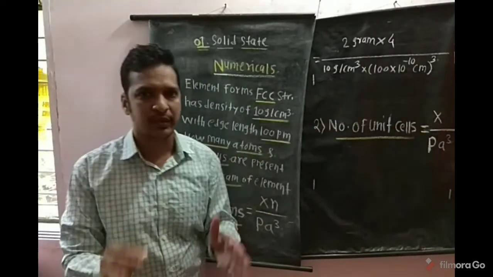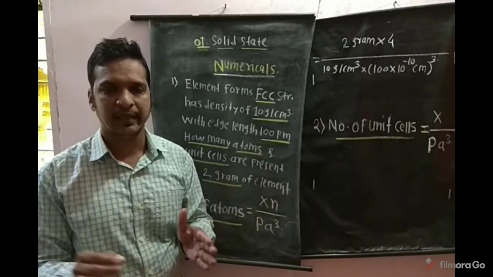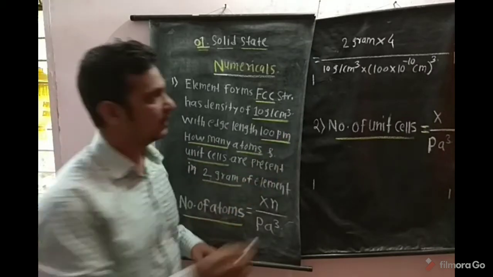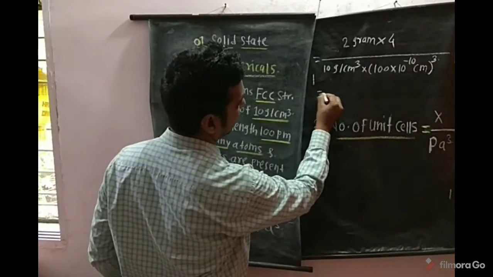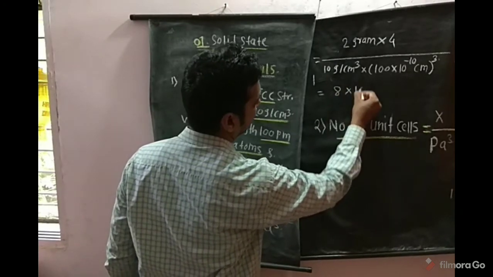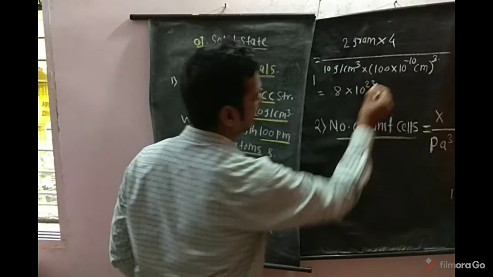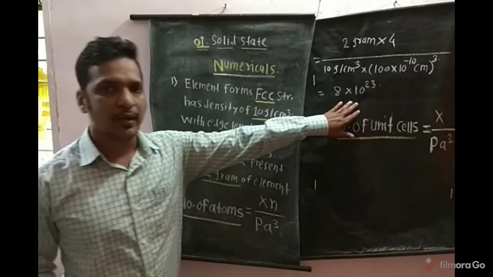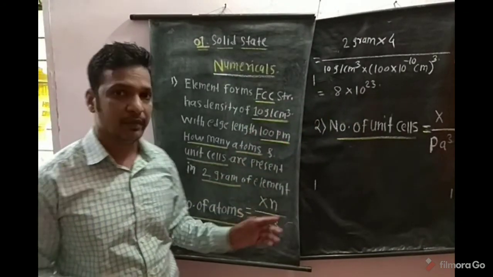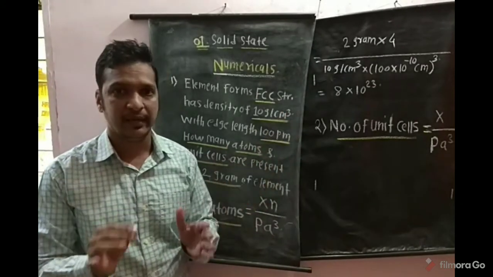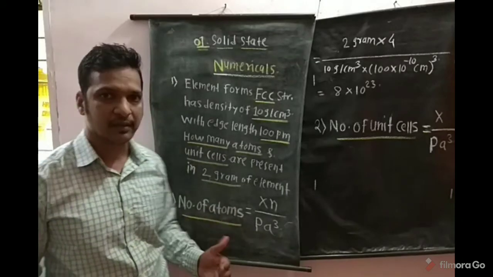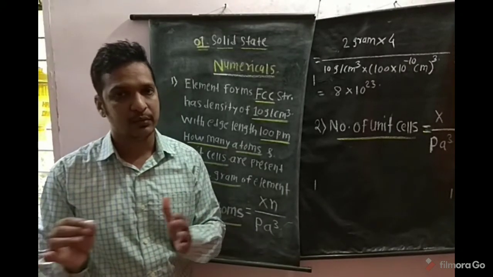Now when you solve this, we will get 8 into 10 raised to 23. So by solving this, the number of atoms is equal to 8 into 10 raised to 23. I got the total number of atoms present in the 2 gram of element, which is 8 into 10 raised to 23. So this is my first answer.